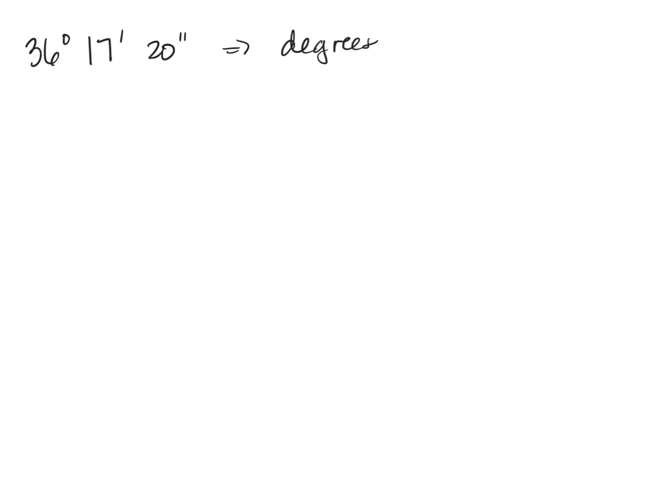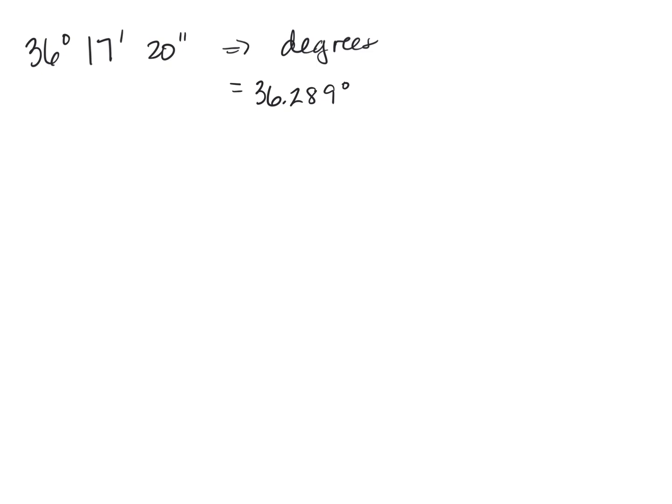I hit enter, and now it's converted it to full-on degrees with decimals. You with me? So that's 36.289 degrees, basically, which should make sense, because it's 36 something, right? So practice using your calculators for that.